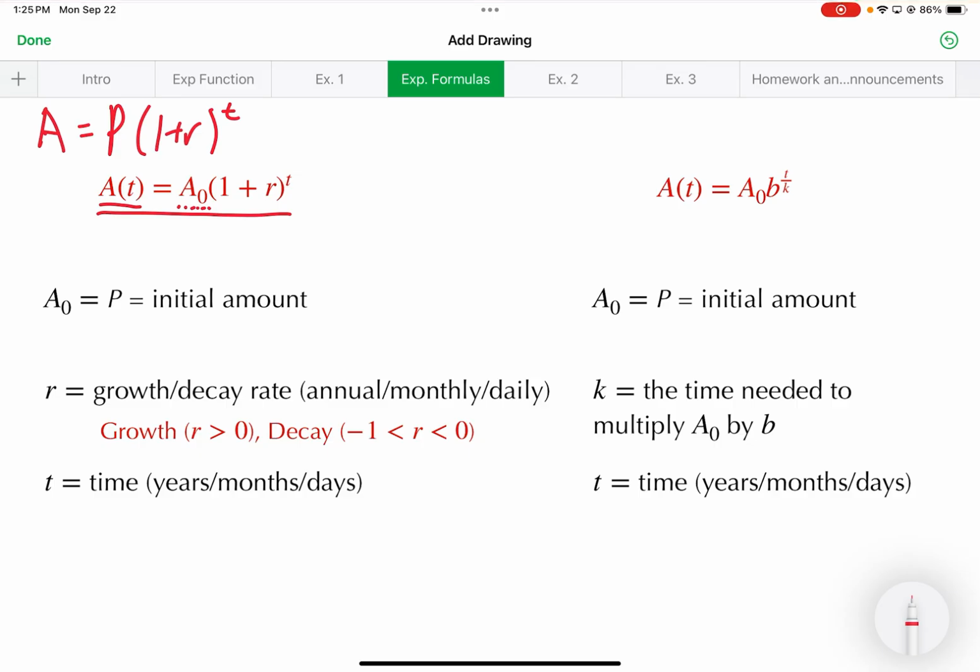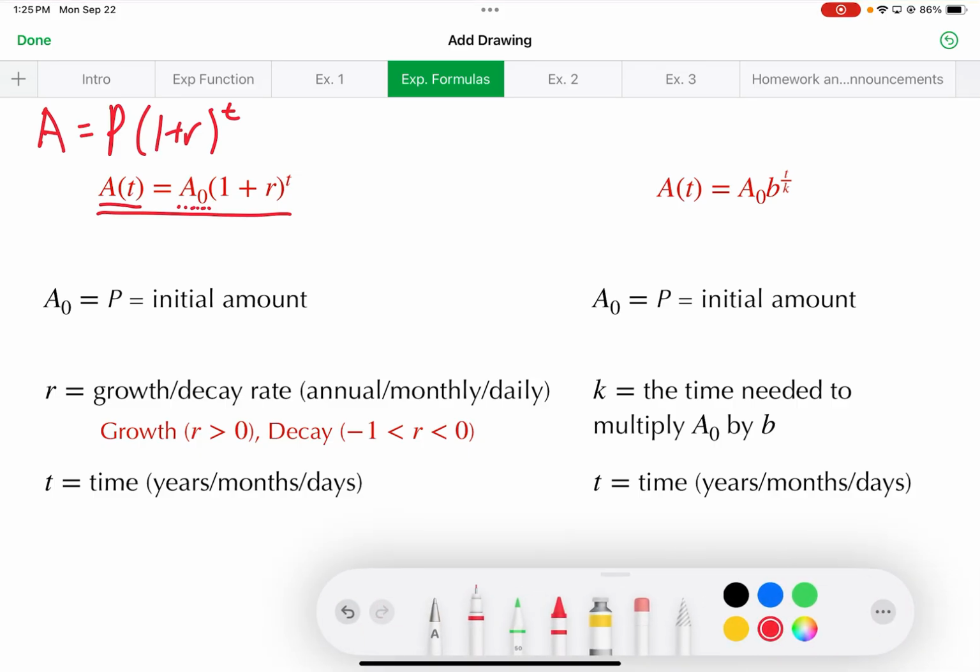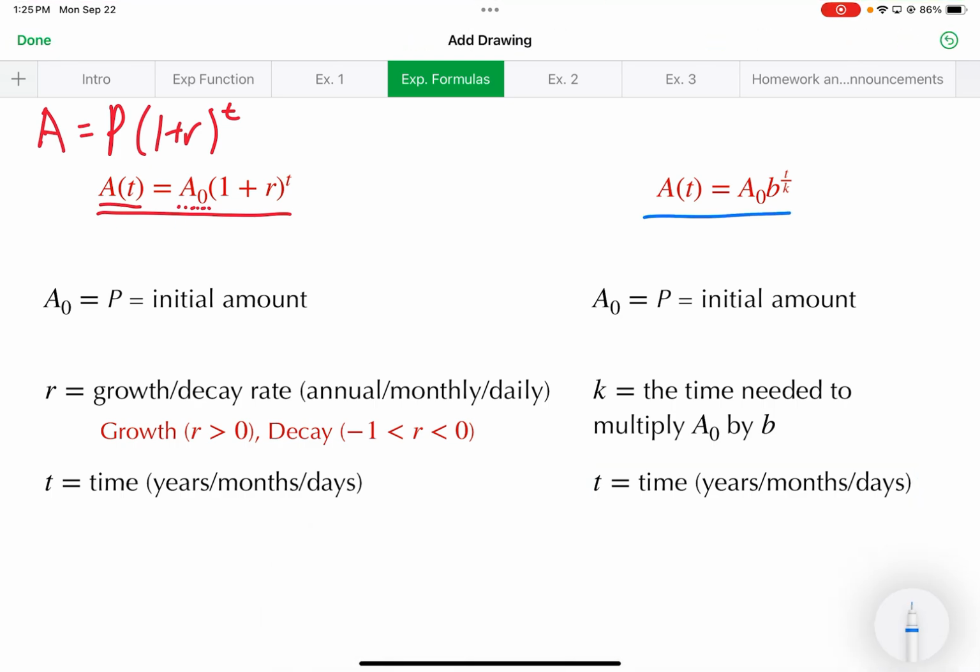However, this formula to the right is a little new. We haven't worked with this one yet. You guys may have seen it in the past, but we use this in some settings for very specific things. So your A sub 0 value is still your P value, that's your initial amount. A of t is whatever your future amount will be. But they tell you that k is the time needed to multiply A sub 0 by b. Now, that's a weird thing to think about, how that's worded.